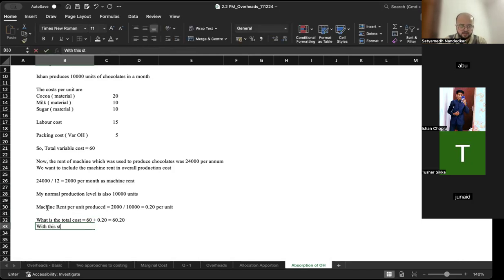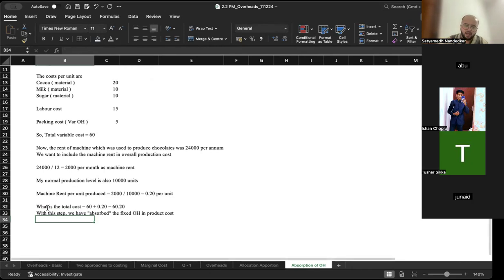With this step, we have absorbed the fixed overhead in product cost. The way a sponge absorbs water, here the cost was absorbed in the total cost. This process is known as absorption of overheads.